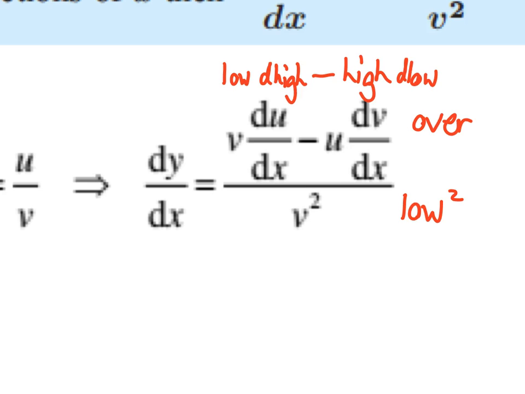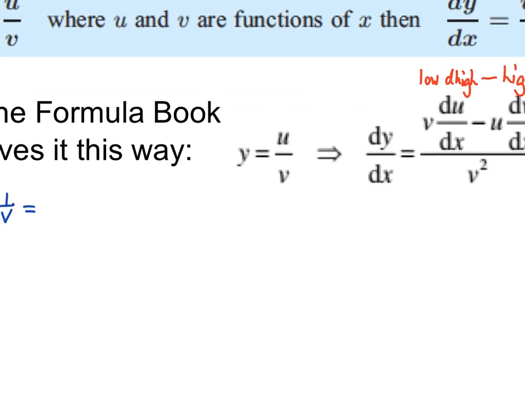And if you want something that kind of rolls off the tongue a little bit easy, it's low d high minus high d low over low squared. Alright? Low is the denominator, high is the numerator. So the denominator times the derivative of the numerator, low d high, minus the numerator times the derivative of the denominator, high d low, all over low squared. Okay? Low d high minus high d low over low squared. If that helps you remember it, that's great. If not, forget it. Okay? So that's kind of a nice way to think of it.